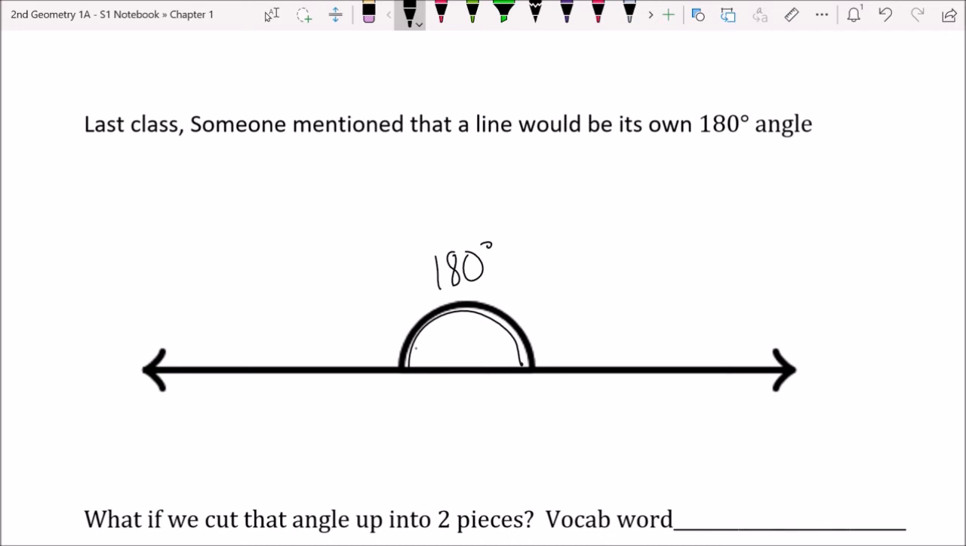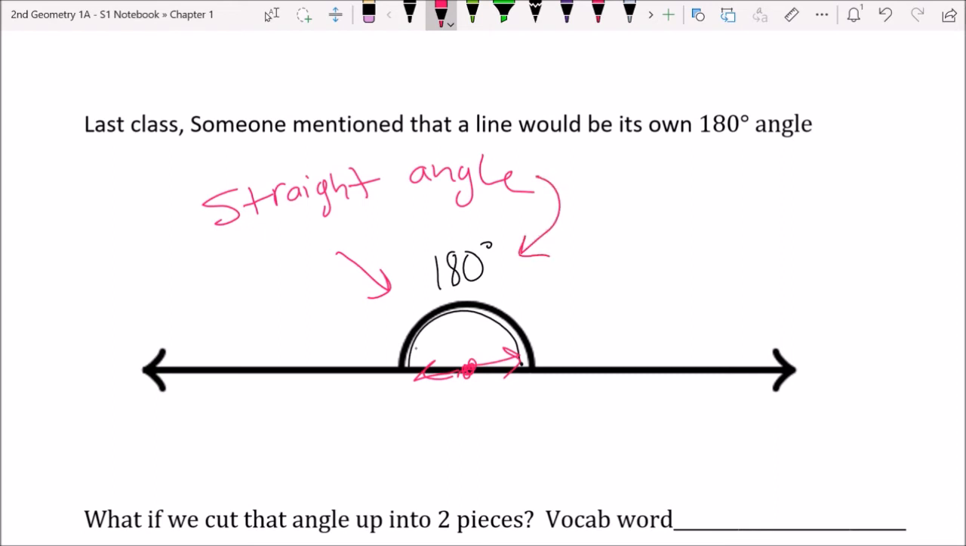I do want to add a piece of vocab here, and you need to include this in your notes, please. This is called a straight angle. And it just means that there's a point here that has a ray going left and a ray going right, and it's making a 180 degree angle. Okay, so a straight angle is always 180 degrees, just like how a right angle is always 90 degrees. A straight angle is always 180, because it's two right angles next to each other.